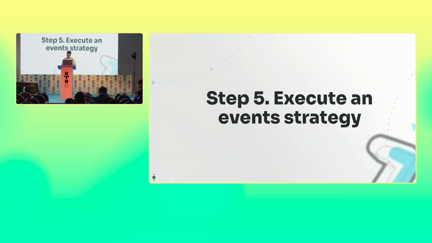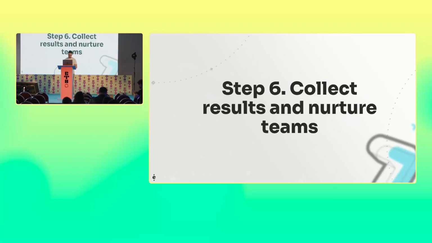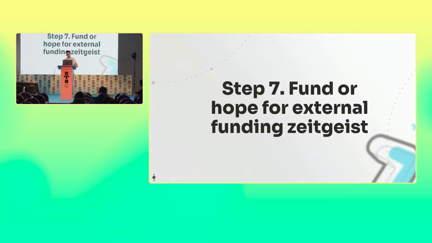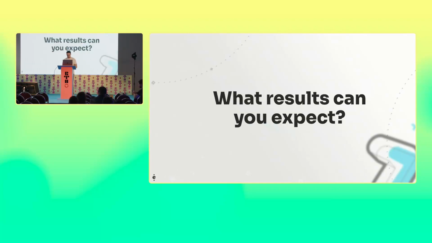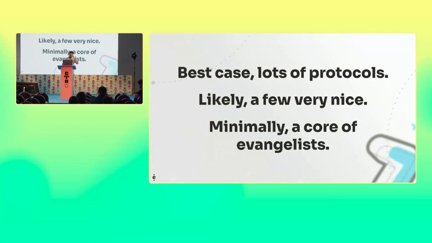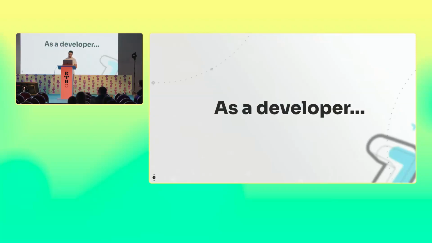And then you've got to execute that strategy, which is trivial in a way, but absolutely very hard to do. Then you collect the results, then you nurture the teams, and the end goal is you need to fund these people. If you are a developer here and you're betting your career, you need to be funded somehow. You're going to be a founder or going to need a job. There needs to be funding, and ideally you want external funding, VC funding, to come into place. And if you do this well, you'll get lots of positive externalities. You could expect, if this goes really well, the better ecosystems, the Polygons, the Solanas, the Ethereums, lots of good protocols, minimally, a few very good protocols, but value creation that sustains a token price and an ecosystem, and minimally you're going to have a core set of evangelists.